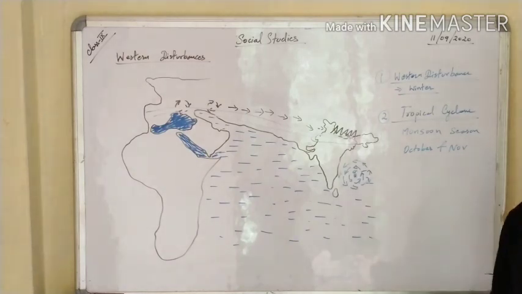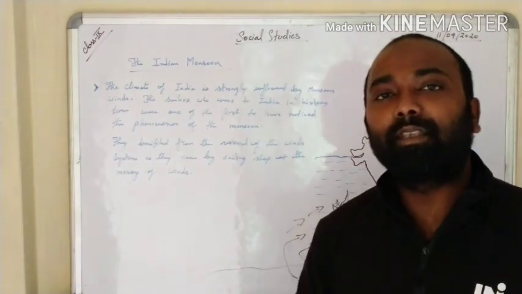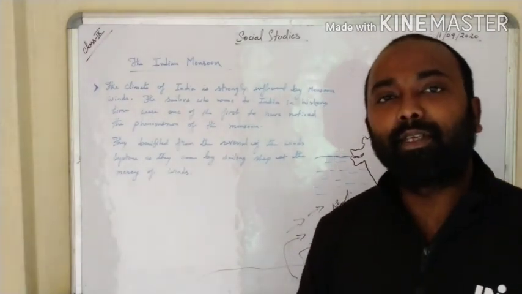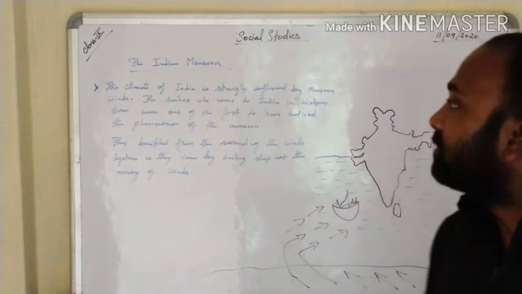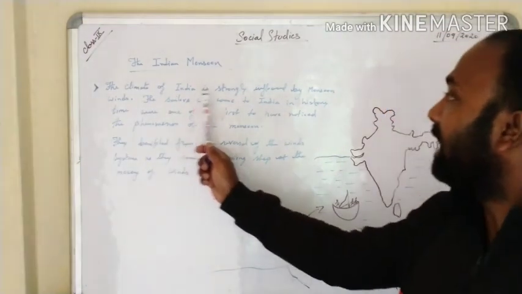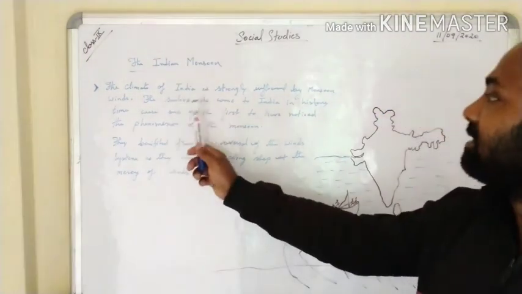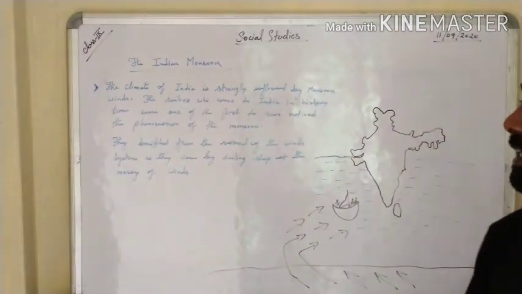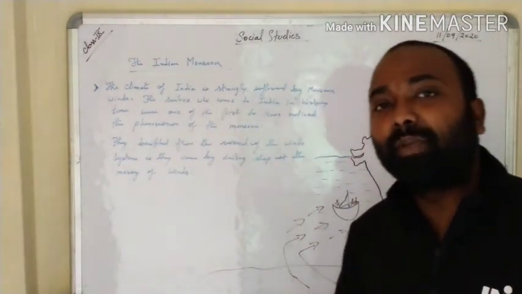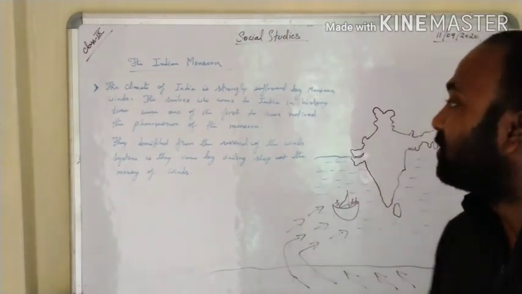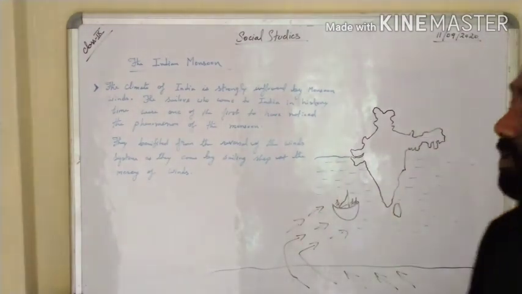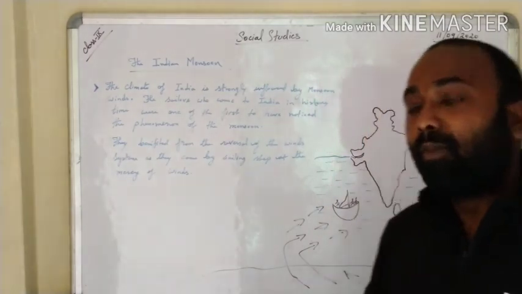Now let us understand the monsoon in India. Students, now let us understand another factor that has influenced the climate of our country, and that is the monsoon. The climate of India is strongly influenced by the monsoon wind. The sailors who came to India in historical times were the first to experience and understand the monsoon. They were the first to notice the phenomenon of the monsoon.